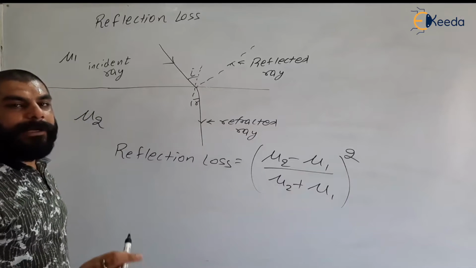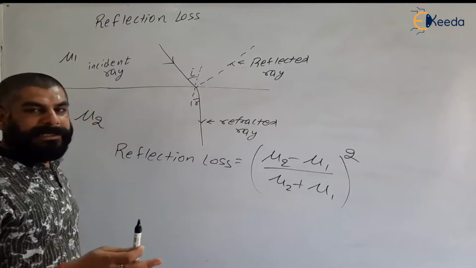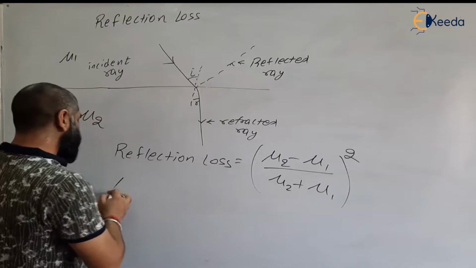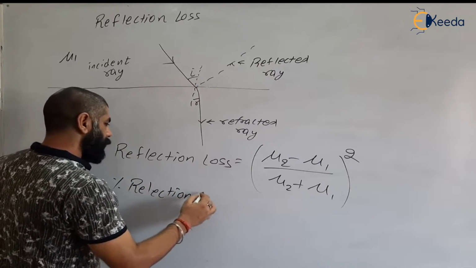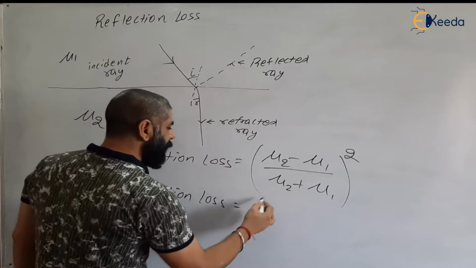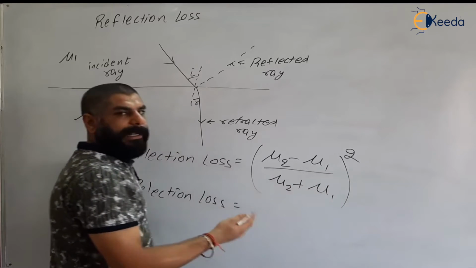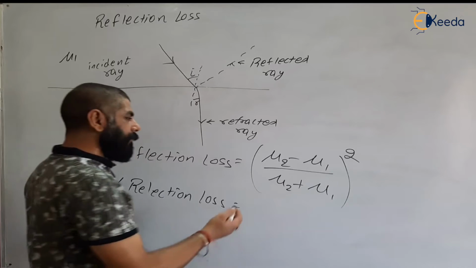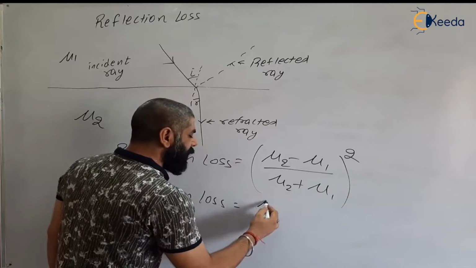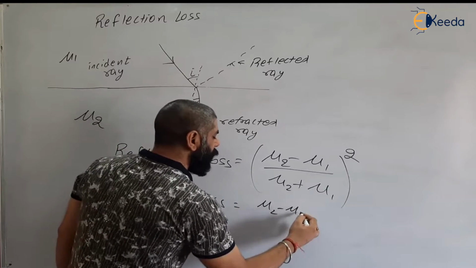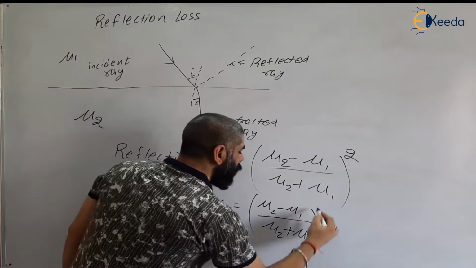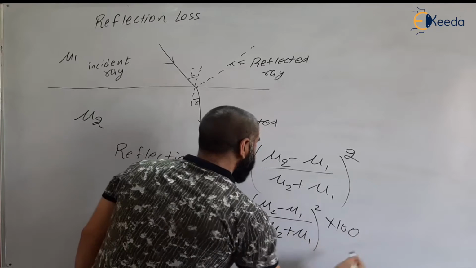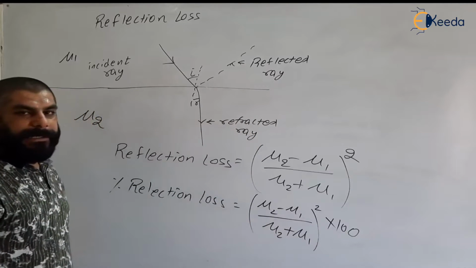So if you have to calculate the reflection loss in terms of percentage, simply multiply by 100 and you will get the loss in percentage form. So the percentage reflection loss is given by ((mu 2 minus mu 1) upon (mu 2 plus mu 1)) whole squared, into 100. So this is the reflection loss in percentage.